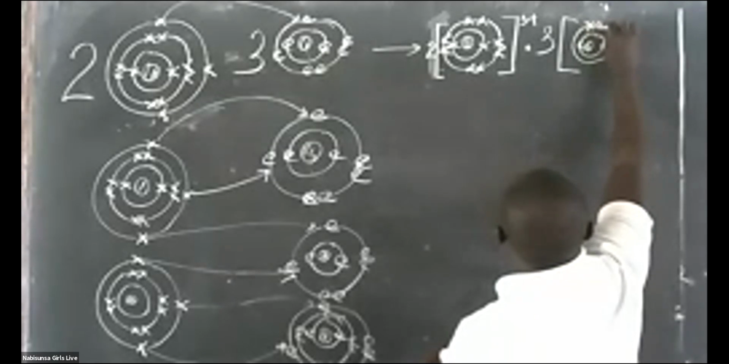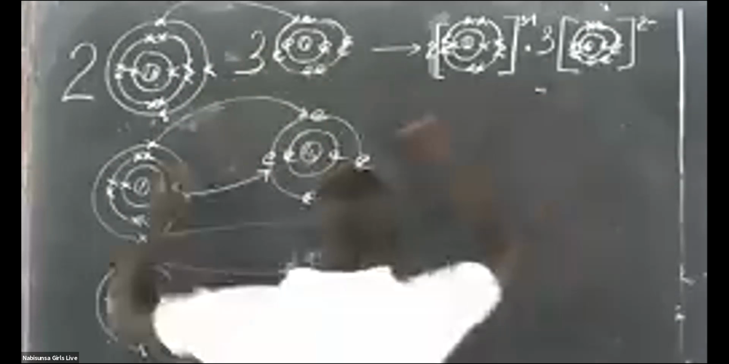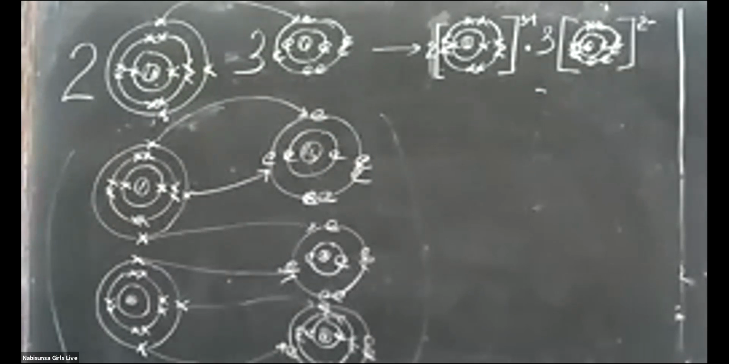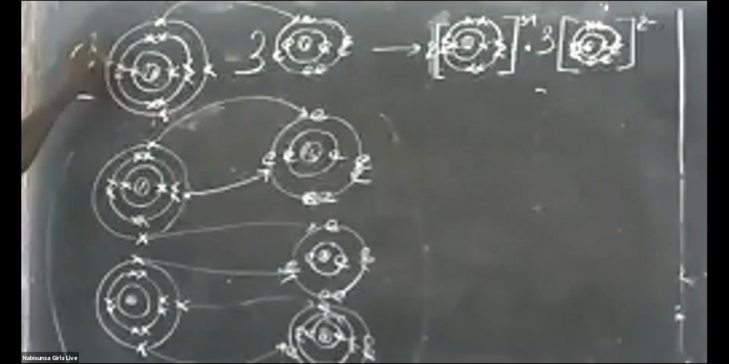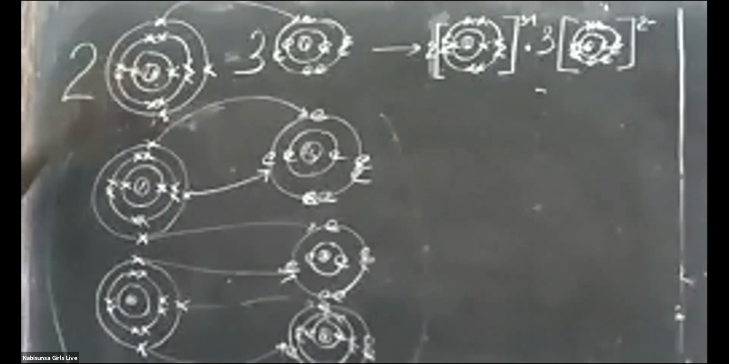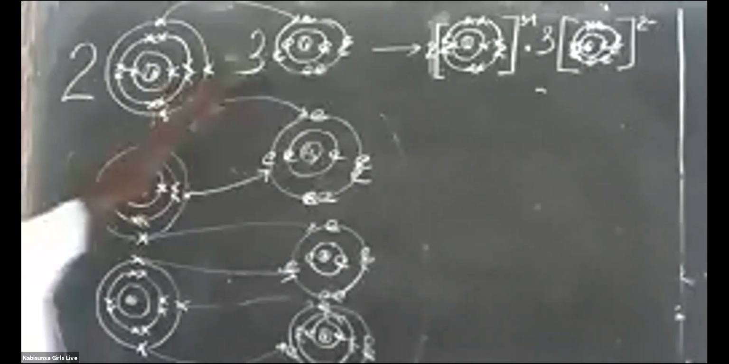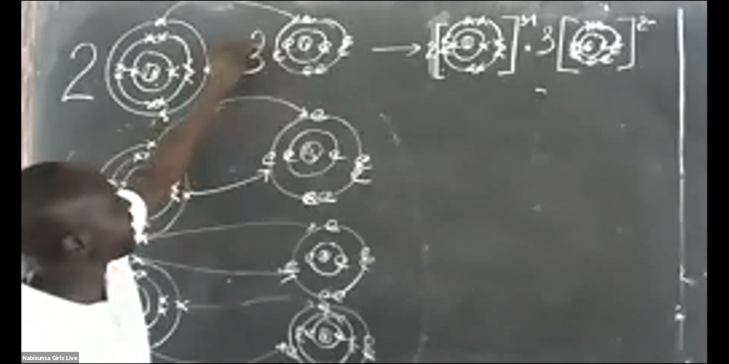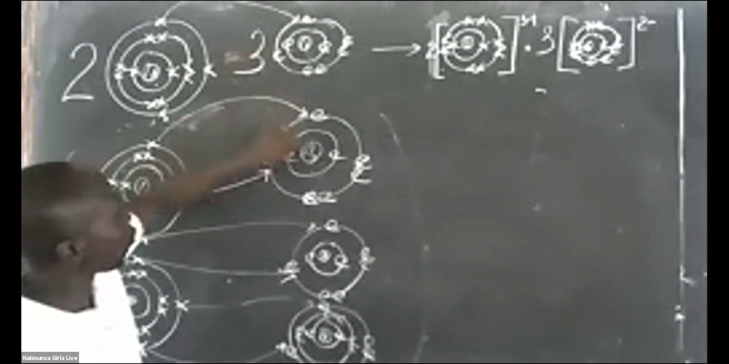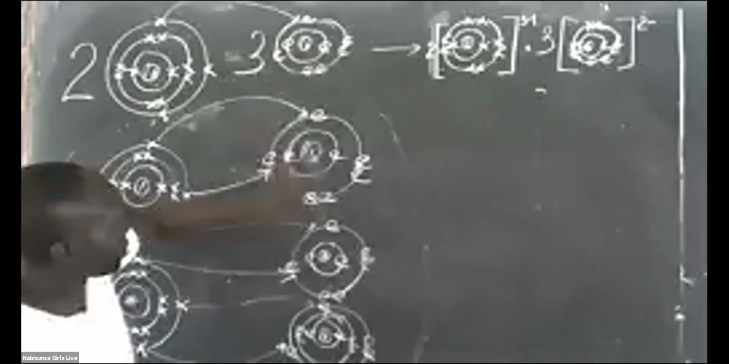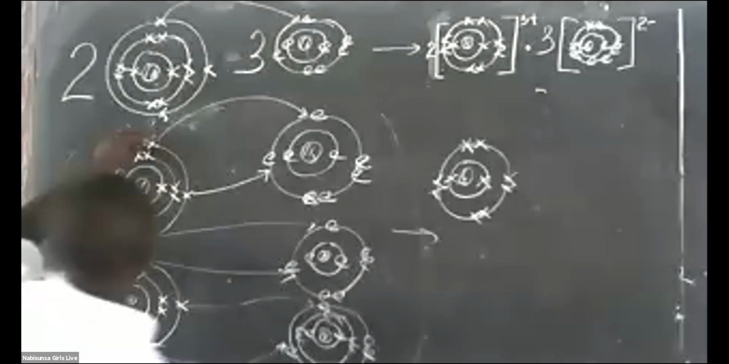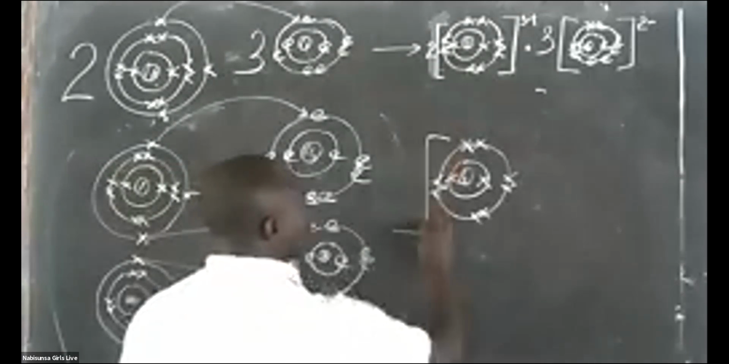Here there is E, this is 2 minus. Bring this one 10 times. So this is the summary of this. You have seen that these ones are 2. These ones are 3. Therefore, in the aluminium ion, what do I do? Put a charge.